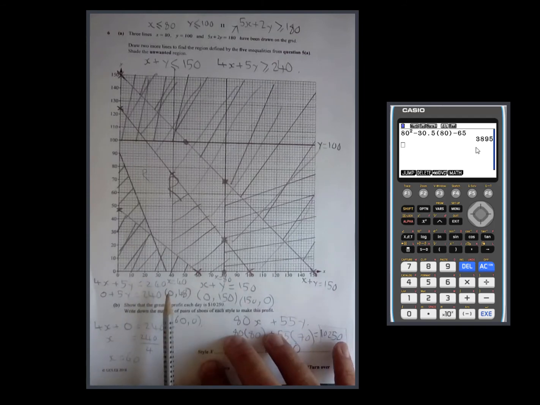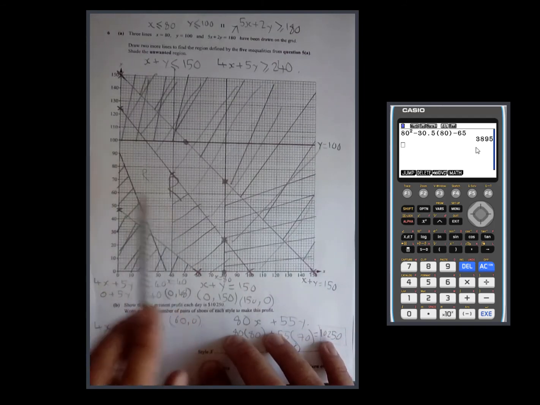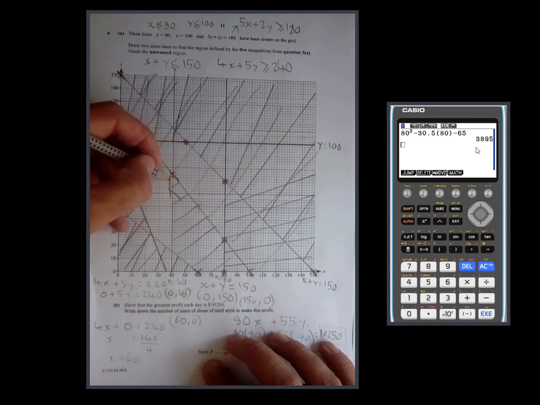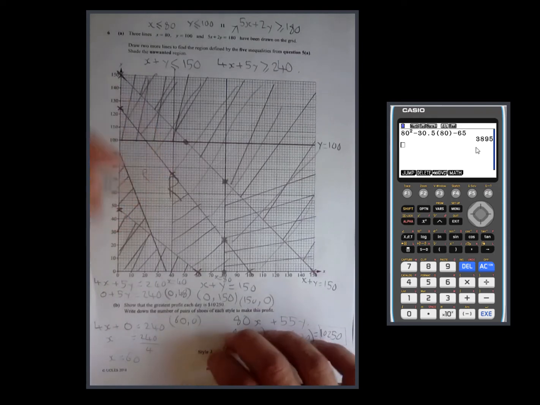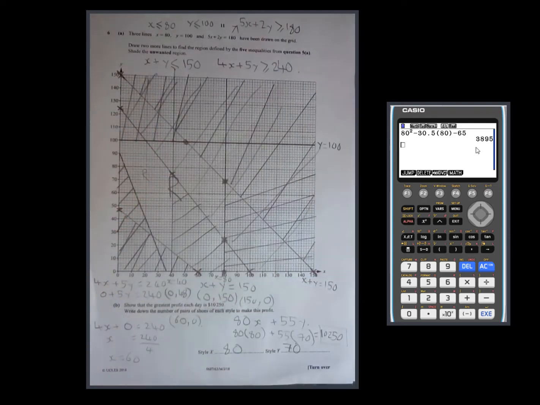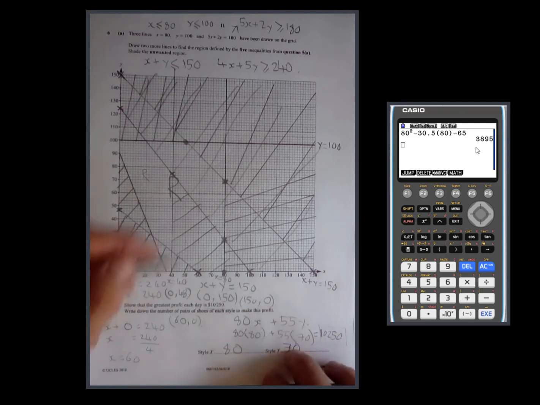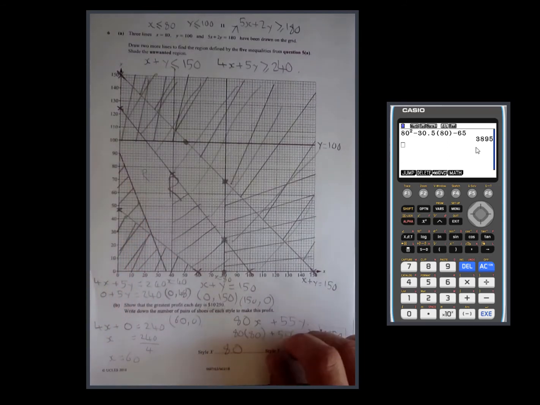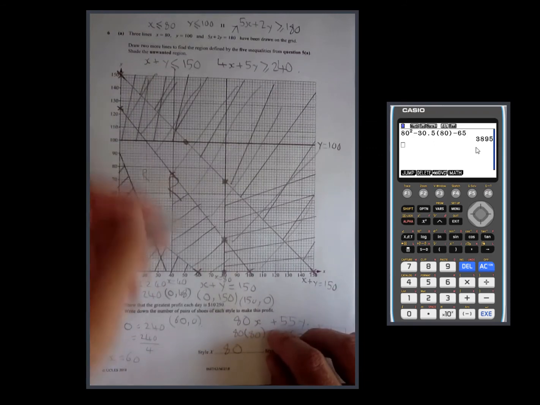So it looks like it's still on the line X equals 40. We've got to work out a Y value. So this is 70 here, so 72, 74, and that's somewhere between 74 and 76. I'm going to call that 75. So I reckon we are going to make 40 pairs of style X, 75 pairs of style Y.